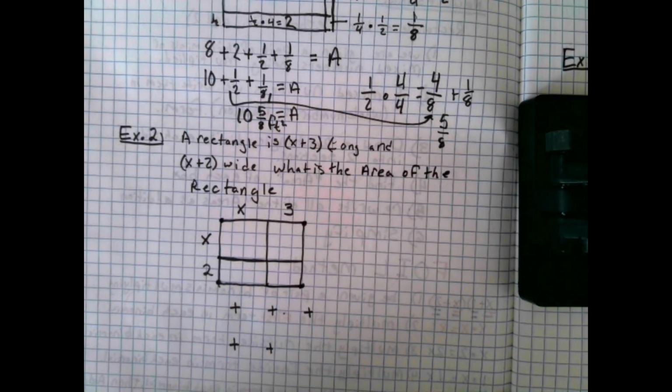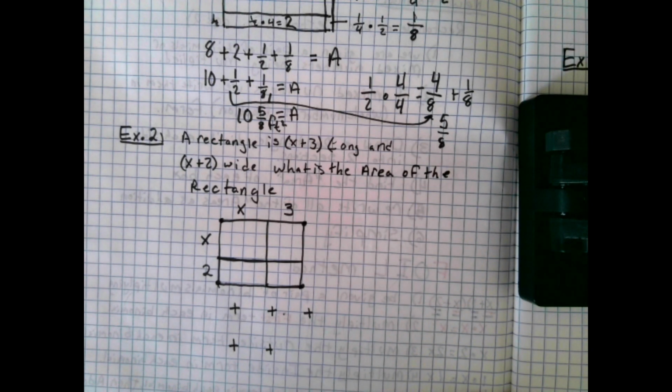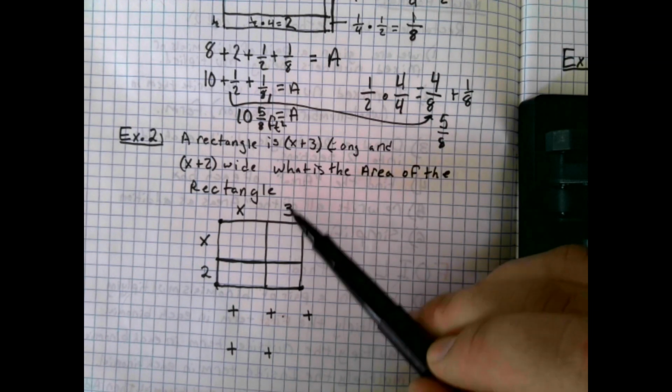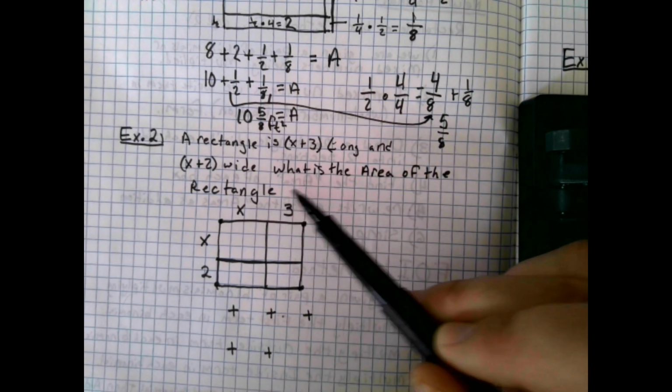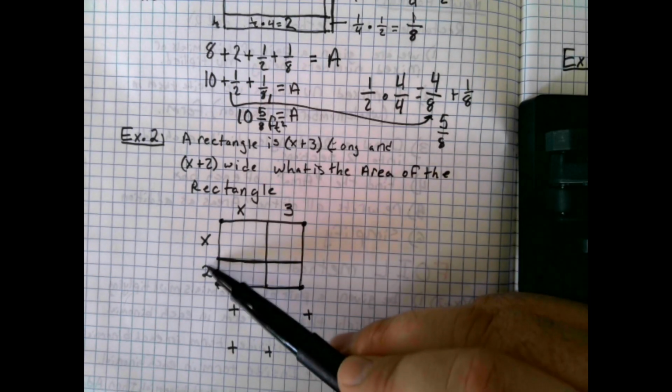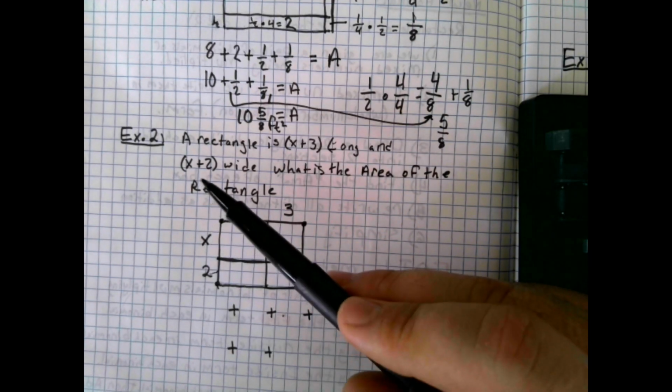Now example 2 says a rectangle is x plus 3 units long and x plus 2 units wide. What is the area of the rectangle? Now notice here, I have x and I have 3, and I did not keep the plus. That's because this 3 I'm saying is positive. It's positive because of the plus. This 2 is positive because of the plus.